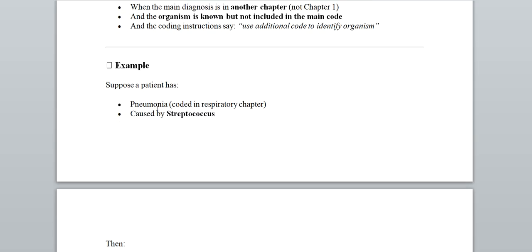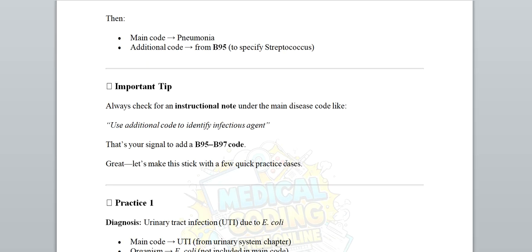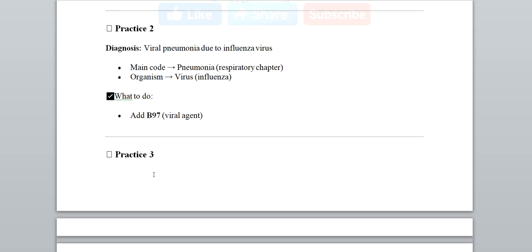For example, pneumonia coded in the respiratory chapter caused by streptococcus. The main code is pneumonia, with an additional code from B95 to specify the streptococcus. Important tip: always check for an instructional note under the main disease code, like use additional code to identify the infectious agent. That's your signal to add a B95 or B97 code. So, practice questions.